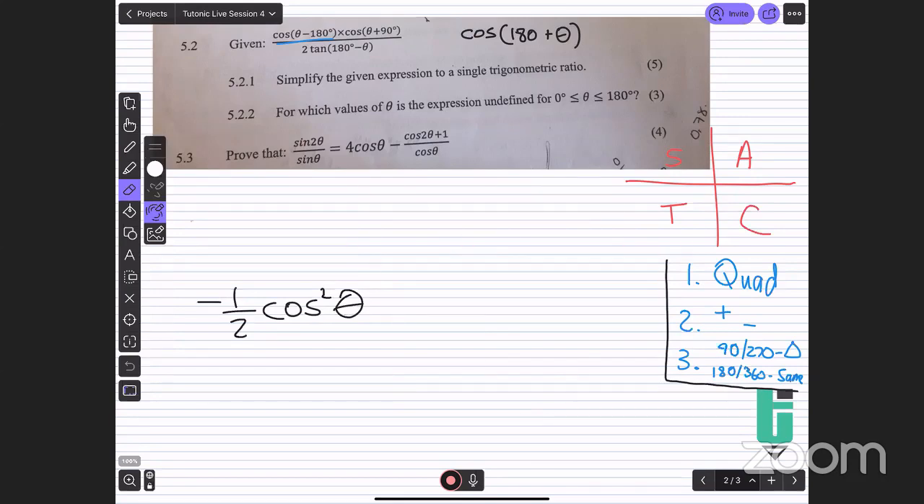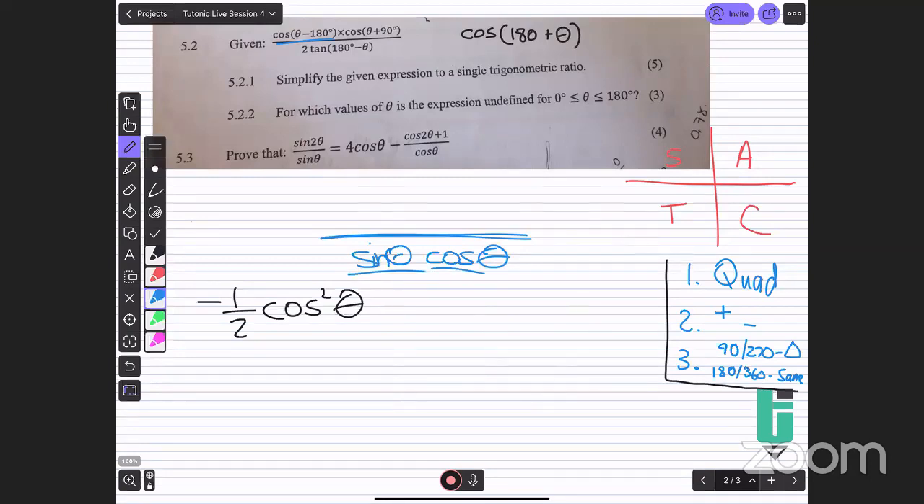However, if you put a function in the denominator like sine or cos, then the denominator being naught is also undefined, right? So therefore, if you can show that sine is naught or cos is naught, then that will be undefined. Do you guys see that? But sine on its own will never be undefined. Only if it's in the denominator. Do you see that? Yeah. Only if it's in the denominator.